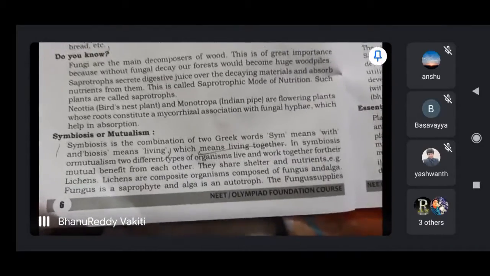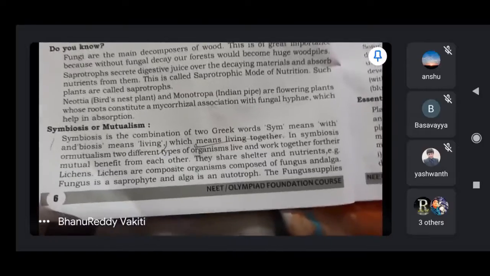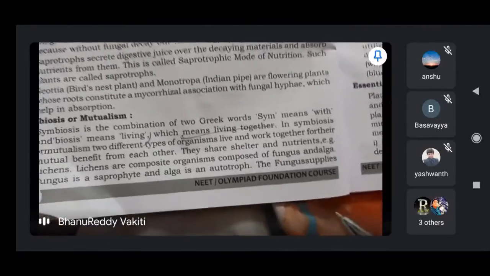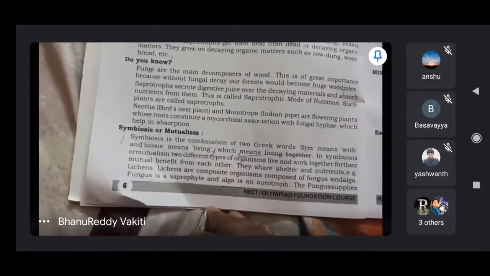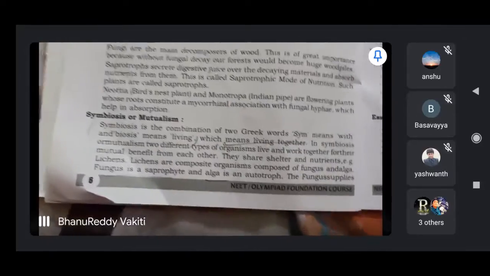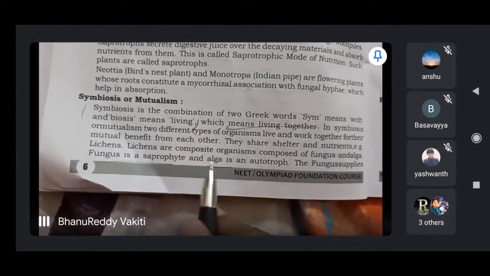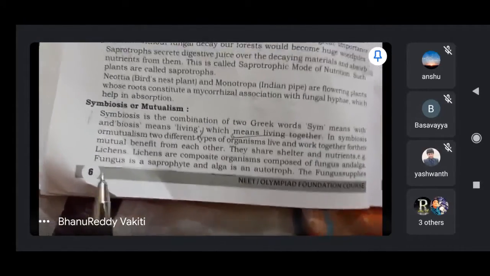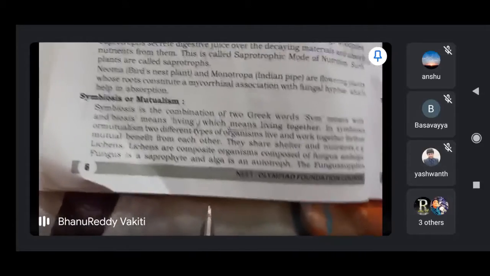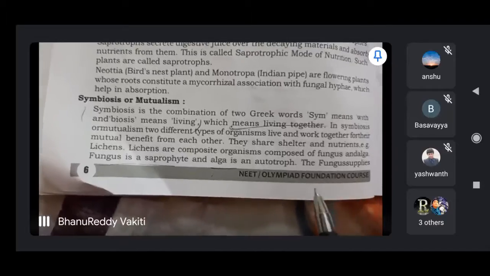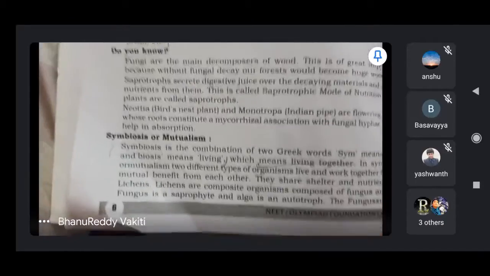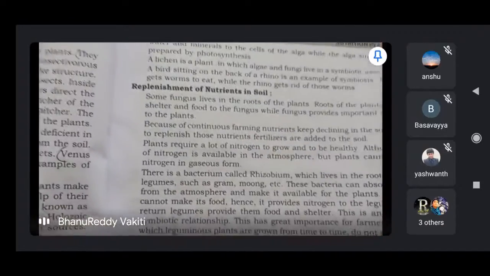Alga is giving shelter, and the fungus takes shelter from some places near. Here alga is an autotroph, and the fungus is a saprophyte, fungus and alga. So in that manner they are sharing their life. Alga is giving food to the fungus, and the fungus is giving carbon dioxide to the alga. In that manner those are developing and they are sharing their life themselves. And replenishment of nutrients in soil.